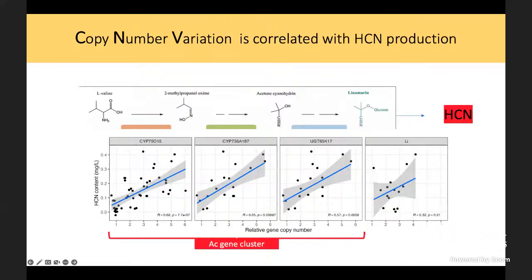Then we want to see if this copy number variation is functional. Here, the x-axis is the copy number of the AC gene cluster and the LI genes. The y-axis is the cyanide production level. We do find a strong positive correlation between the genes in the AC gene cluster and the cyanide production level, but not for the LI gene.